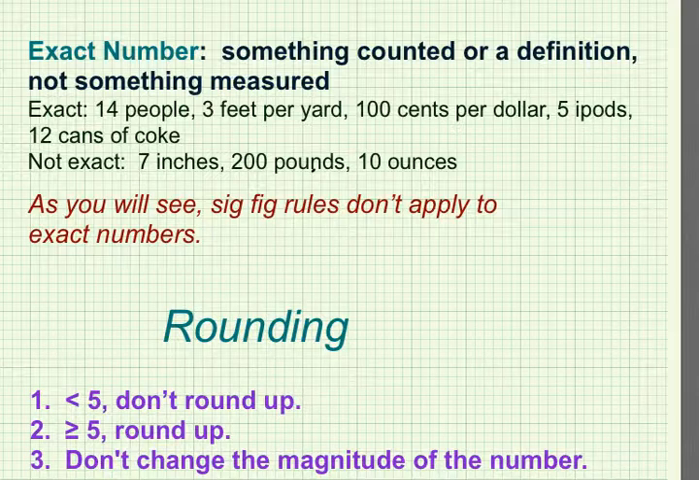Now, what's not going to be exact is when you're measuring things like pounds, inches, ounces, feet, seconds. That's not going to be exact. So that's where significant figures become very important to us. So you'll notice that with exact numbers, we're not going to worry about significant figures. They're not going to apply with exact numbers.